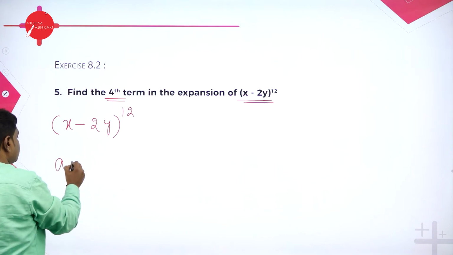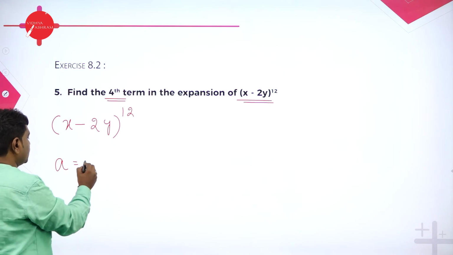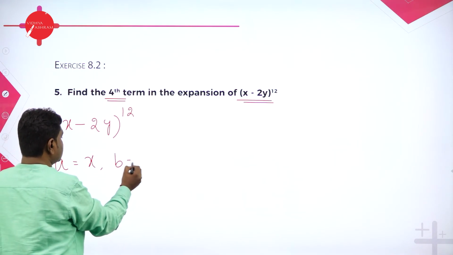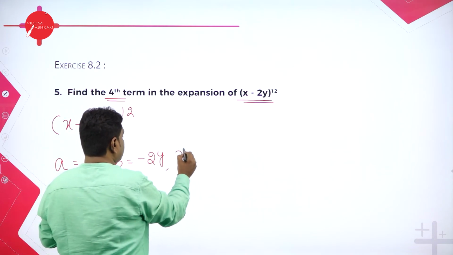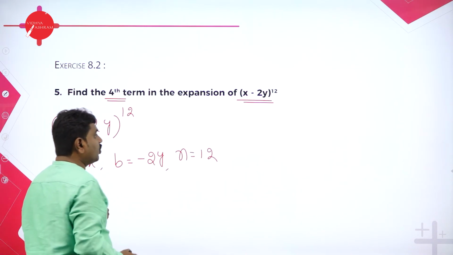A means the first term. What is the first term we have? X. B means the second term. What is the second term we have? Minus 2y. And power n is 12. And they want the fourth term.